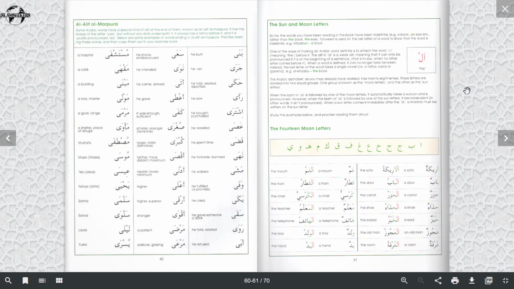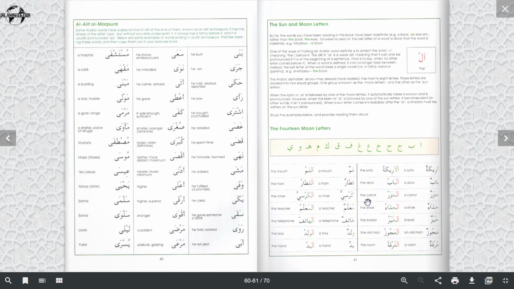Here are the 14 moon letters. Alif, ba, jim, ha, kha, ayn, ghain, fa, qaf, kaf, mim, ha, waw, ya. Listen to the following Arabic words in their indefinite and definite forms. أريكة. A sofa. الأريكة. The sofa. باب. A door. الباب. The door. جزر. A carrot.